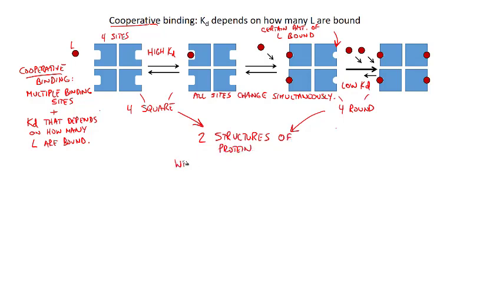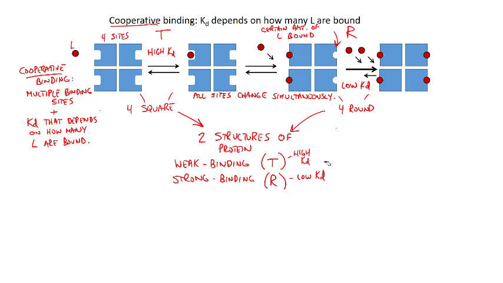We have a weak binding structure, and the symbol for that is capital T. We call it the T structure. And we also have a strong binding structure, and the symbol for that is capital R. So usually we start off in the T structure, and then as more and more of our ligand binds, we find ourselves in the R structure. The T structure has a high KD, the R structure has a low KD.